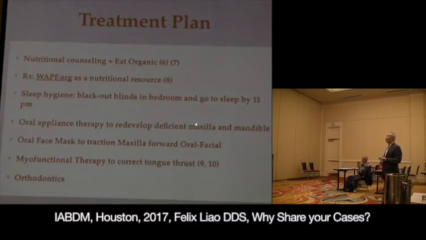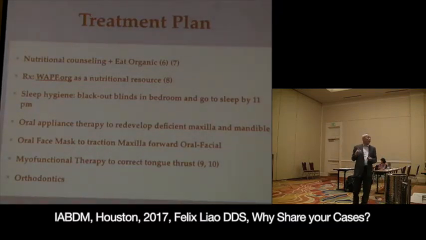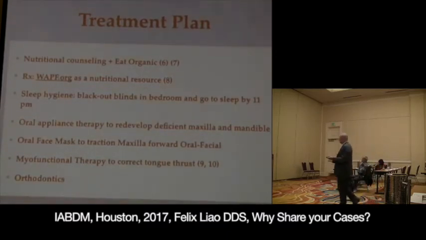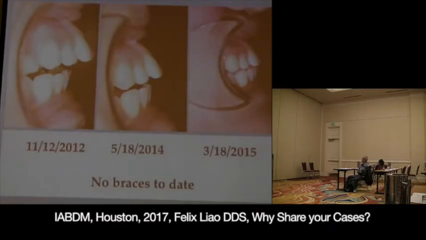Oral appliance therapy to redevelop deficient maxilla and mandible. We did not just do this. This is a combination treatment, okay? Integrating oral and systemic. She sleeps with a face mask to forward develop her maxilla. Myofunctional therapy to correct a tongue thrust. And we put in orthodontics. We never really did orthodontics because she was so happy with the outcome. So this happened without braces.